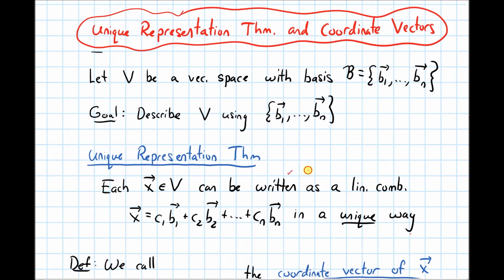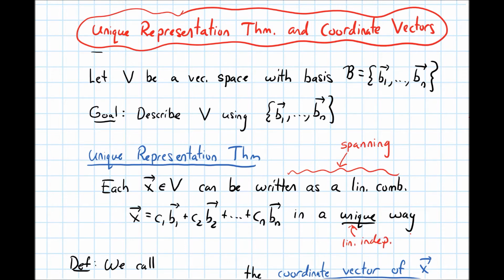The reason why it can be written as a linear combination in the first place is that the basis has the property that it spans whatever set we're talking about, in this case, V. So this is by the spanning property of a basis. And the fact that it can be written in a unique way means there's exactly one choice of what c1, c2, and cn are. And that's coming from the fact that a basis is linearly independent.